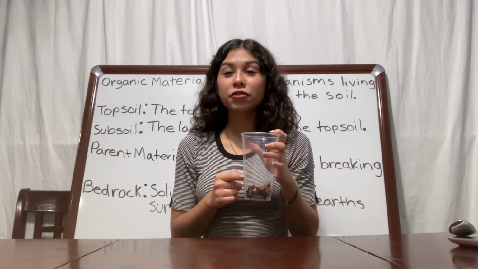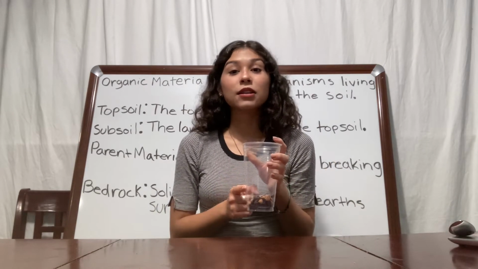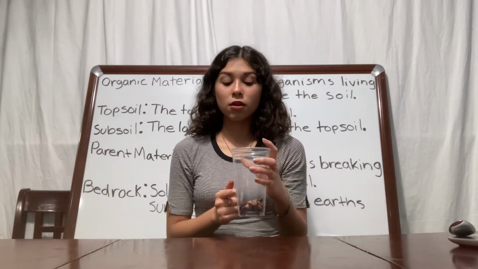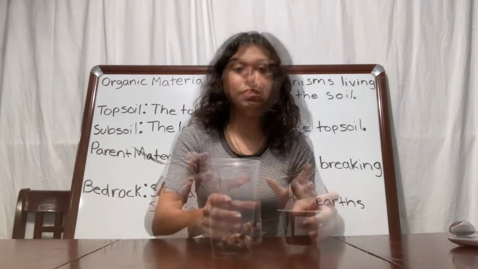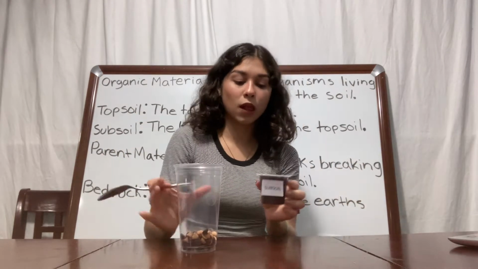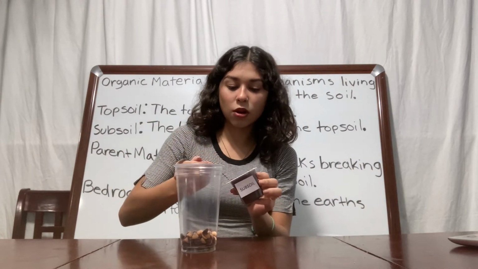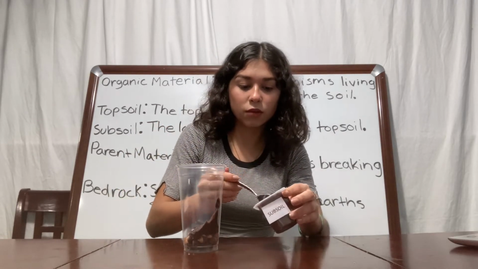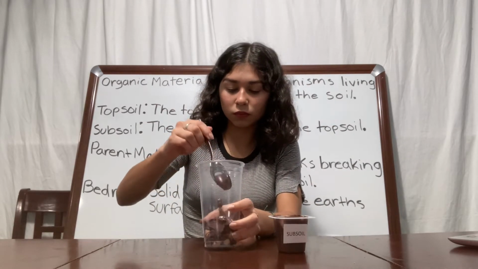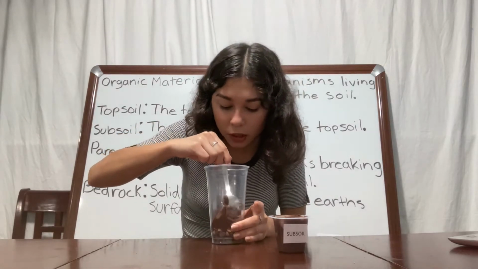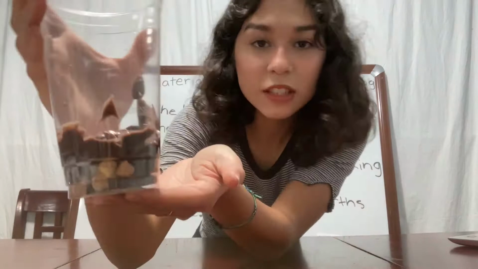Okay, the layer after parent material is, right, subsoil. So we're going to add our subsoil right on top of our parent material. Just grab a couple of spoons and we're going to put it directly on top of the parent material. You can move it around a little bit so it fully covers the parent material. So far, this is what yours should look like, just like this. You can see each layer.